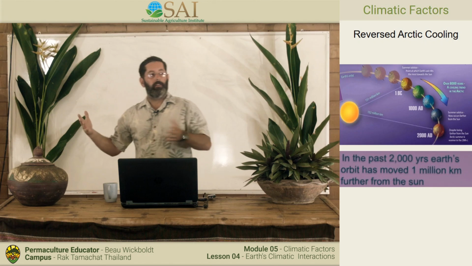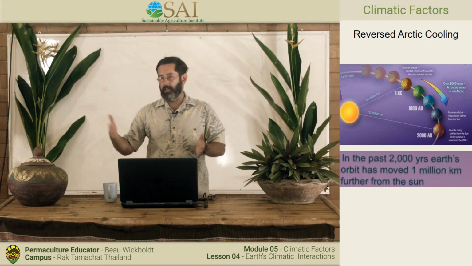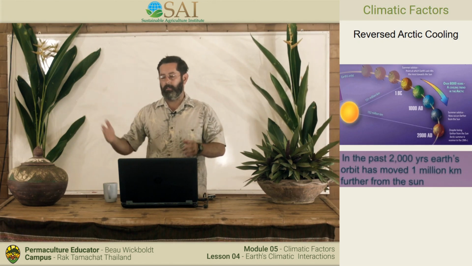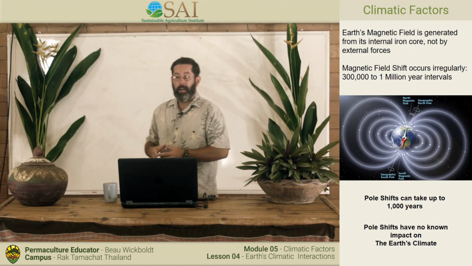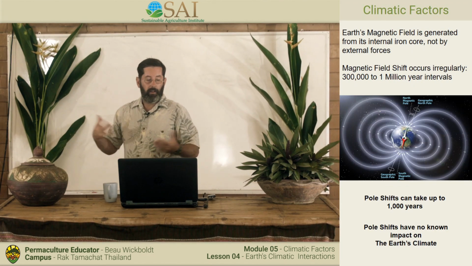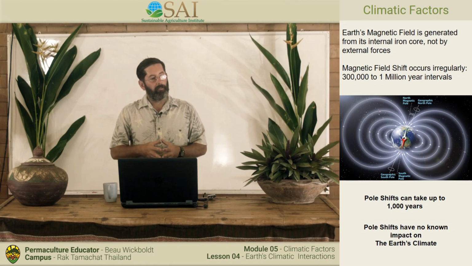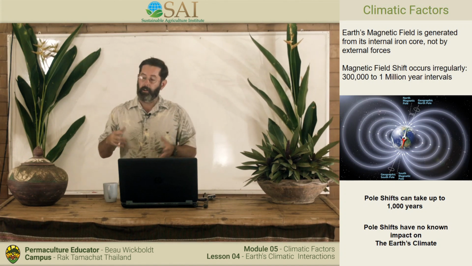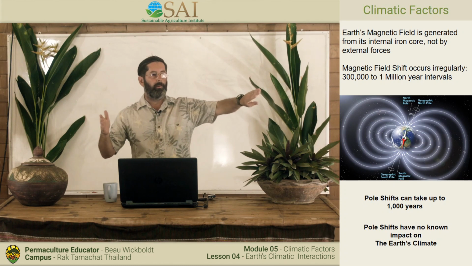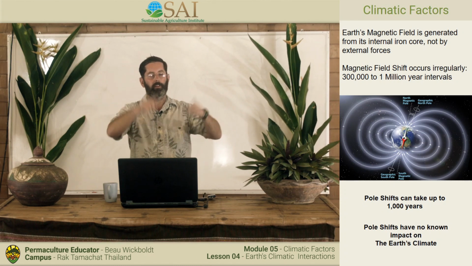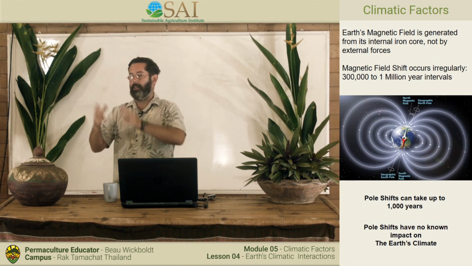And then we'll go away. So there's some relationship between temperature on the Earth and distance to the sun. Earth's magnetic field is generated from its internal iron core, not by external forces. So the magnetic field shifts, and they're irregular. When we look at the ice core sample, there's no regularity to the shift of the Earth's magnetic field.